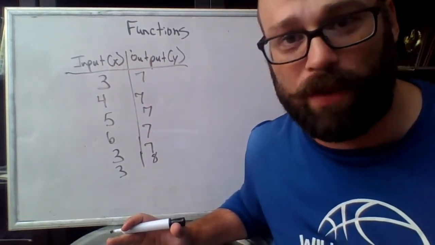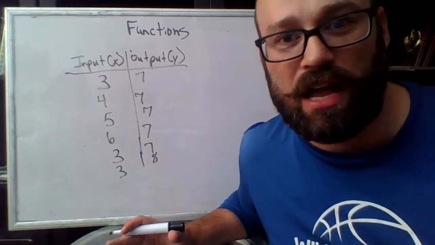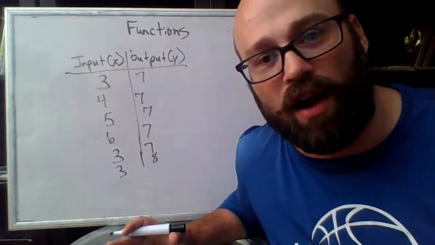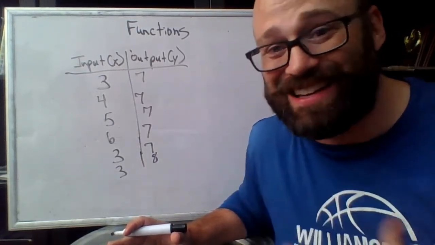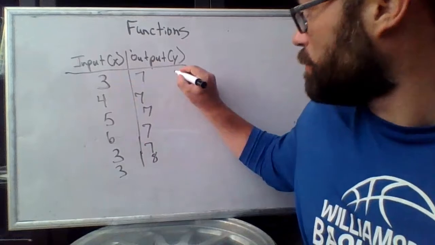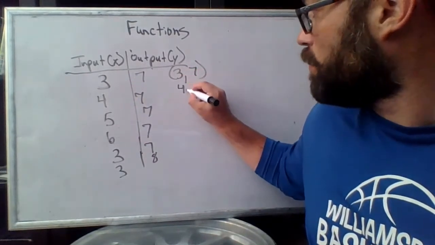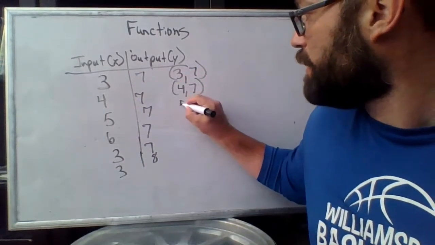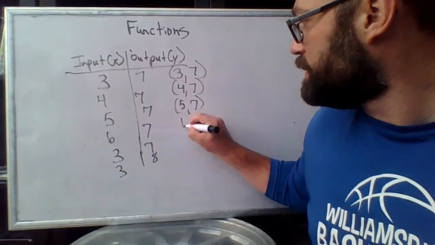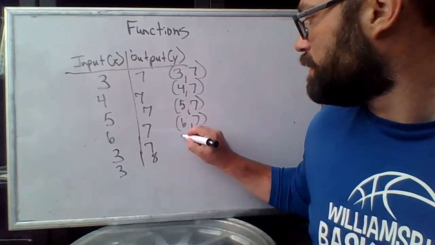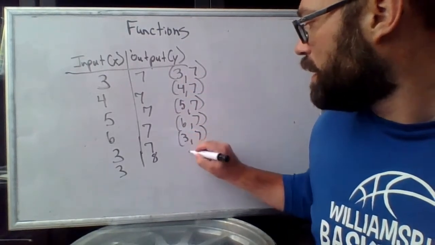Now, remember, an input-output table is also the same thing as an ordered pair. So ordered pairs are your x, y's. And when you graph the little point on the graph on the XY chart, that is an ordered pair. This is actually an ordered pair. 3, 7 looks like that. 4, 7, 5, 7, 6, 7, 3, 7, and then 3, 8.